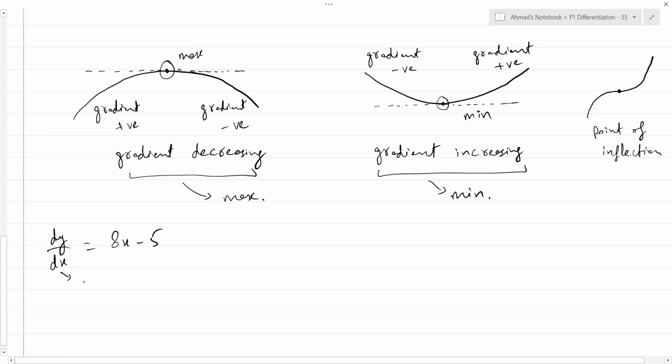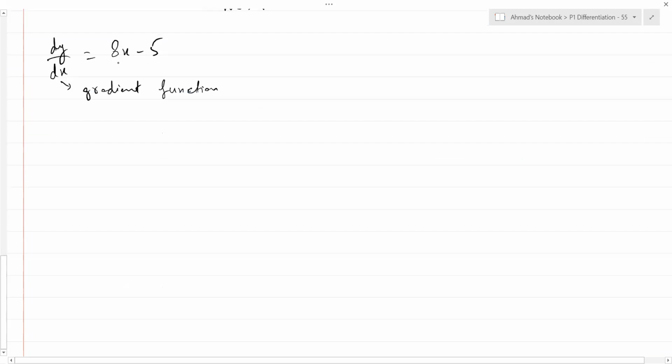This is the gradient function. Now this is a bit tricky to understand. ये आपका gradient function है, right? Let's call this, let's say d of x. Let's just assume it's a function of gradient, and that is 8x minus 5. So this is your gradient function.